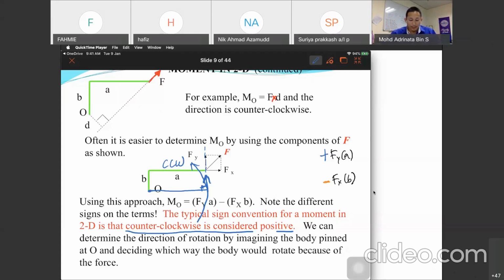We can determine the direction of rotation by imagining, closing your eyes, and picturing it. Fix your point O, and then see which way the force will turn it, counterclockwise or clockwise. So imagine the body pinned at O and decide which way the body would rotate because of the force.